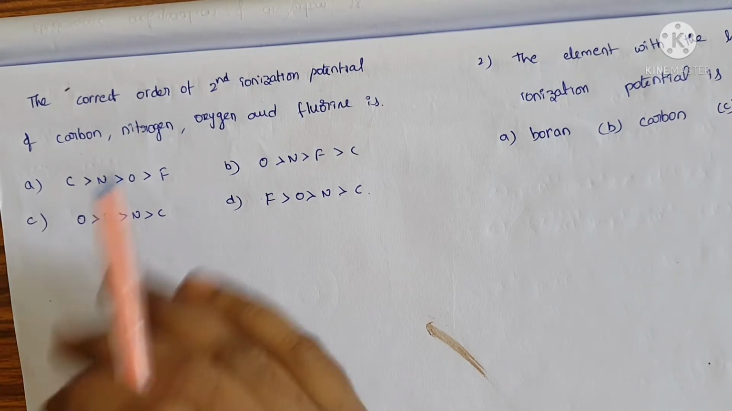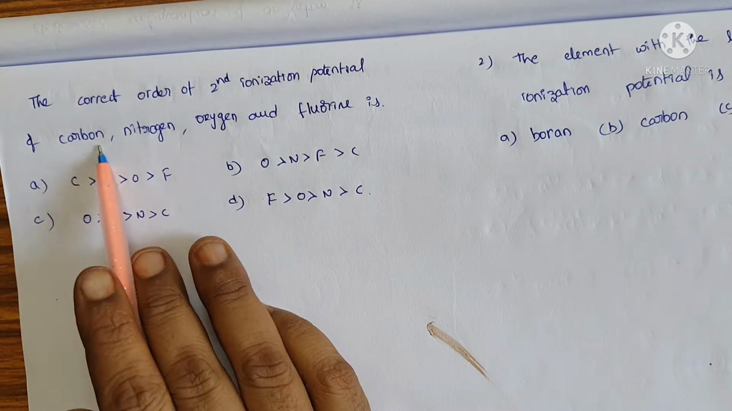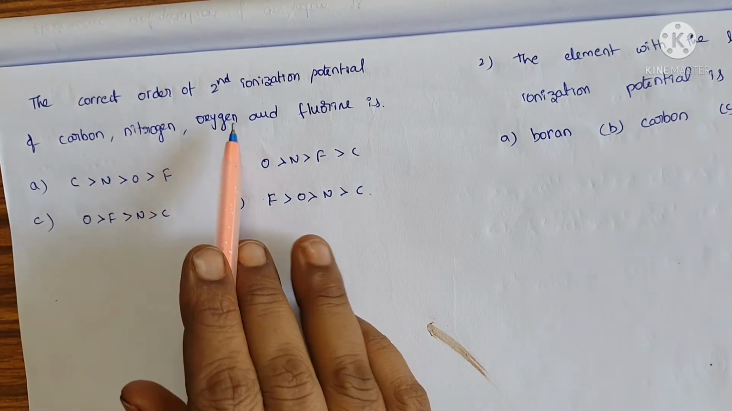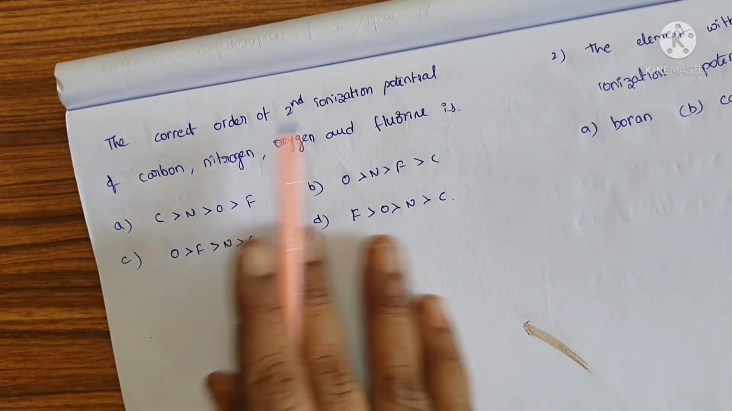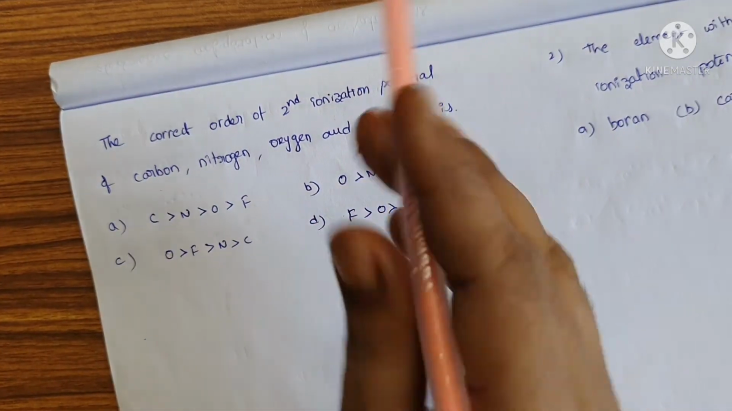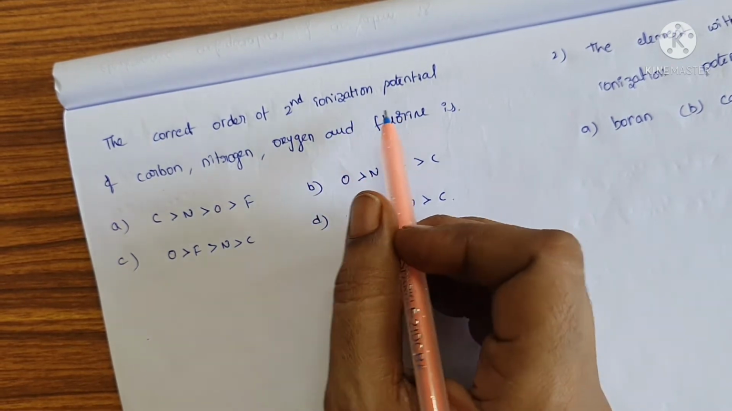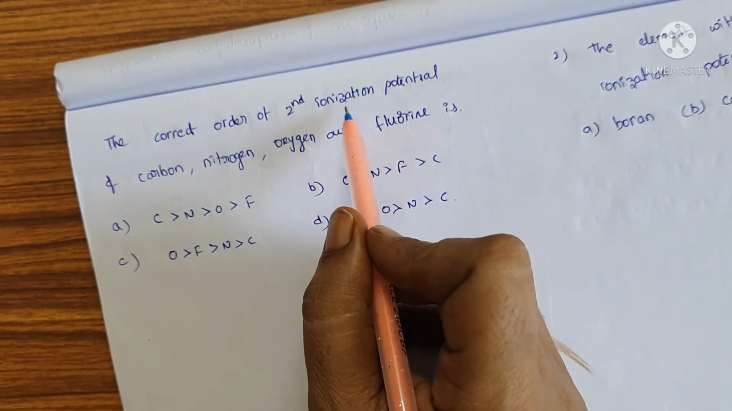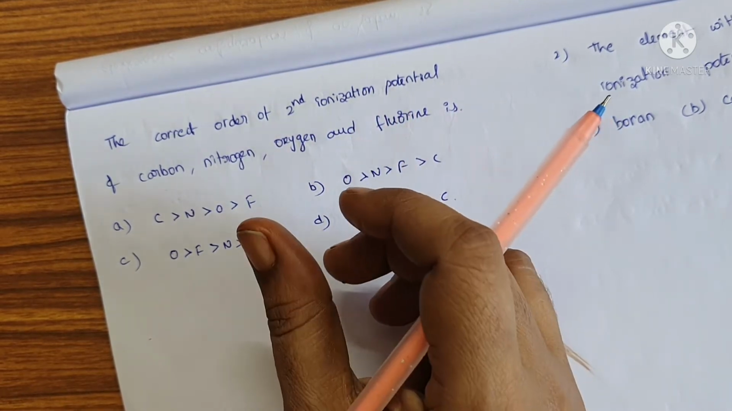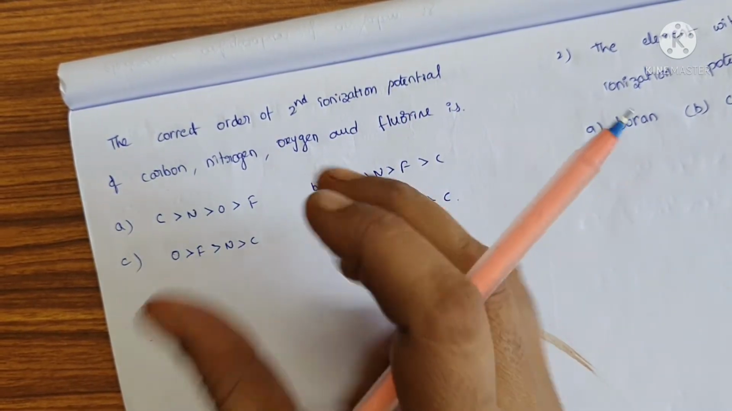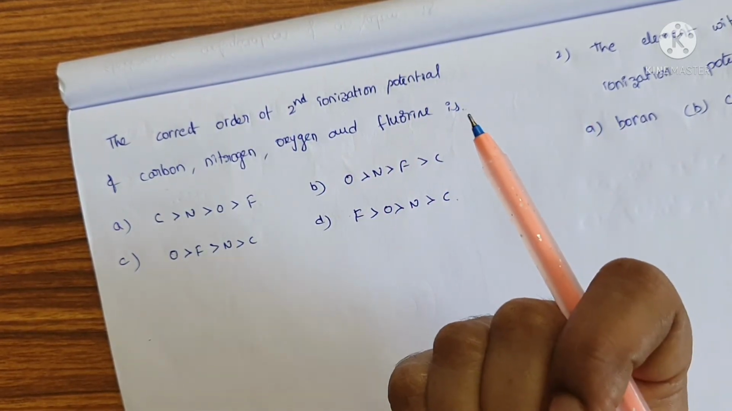Today's question: the correct order of second ionization potential of carbon, nitrogen, oxygen and fluorine is? What is the order for the first ionization potential? To understand second ionization potential, recall that in our previous classes we discussed ionization potential. Ionization potential is the energy required to remove an electron from the outermost electronic configuration.